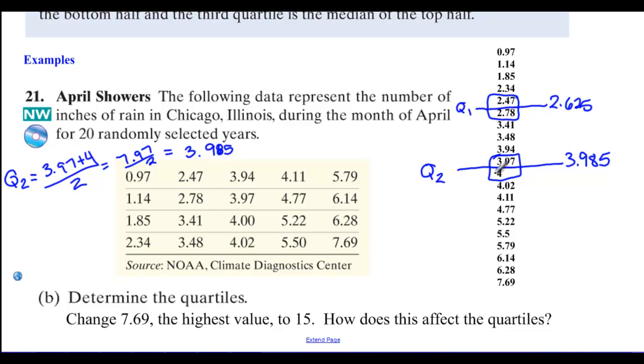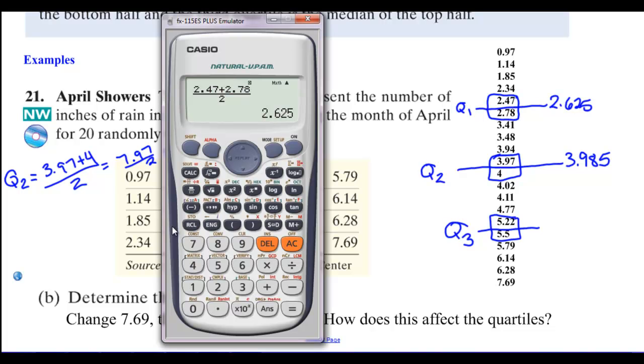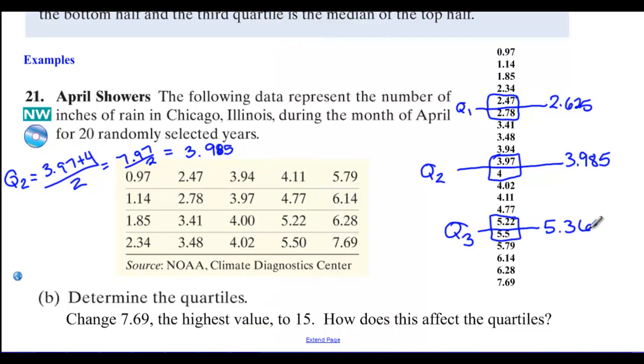And now let's do the same thing for the bottom half of data. And again, there's 10 pieces of data here. So we're going to look for the fifth and sixth of this. So it's going to be these two. And we're going to find Q3. And again, we're just going to take the mean, or find the average, of those. So the 5.22 plus the 5.5, and then divide by 2. It's going to give us 5.36. So now we've got our Q1, Q2, and Q3.